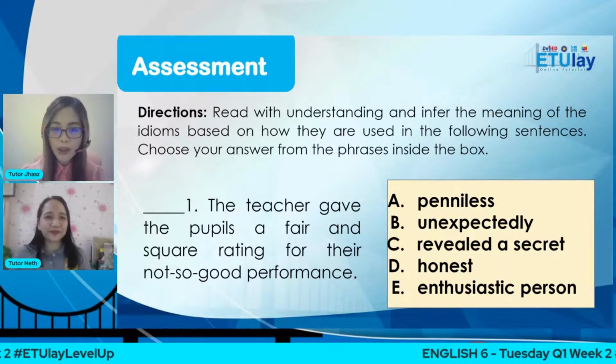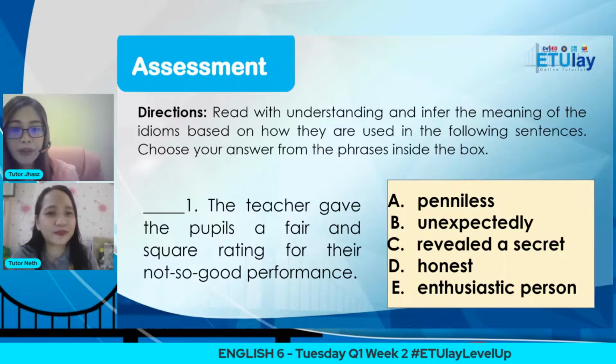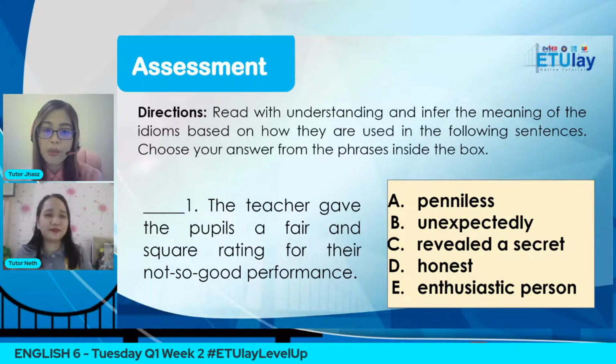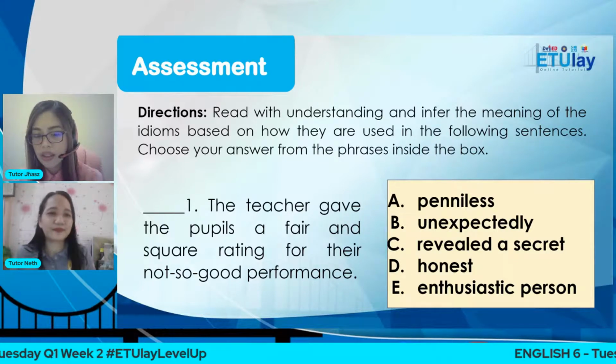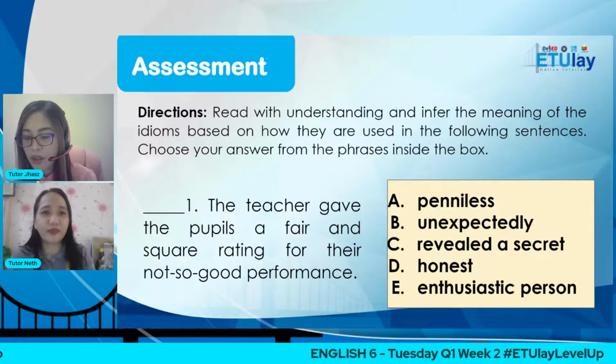Okay, number one, learners. The teacher gave the pupils a fair and square rating for their not so good performance. Not so good for a fair and square rating. Okay, what does that mean? Learners, number one is letter. Okay, drop your answer.